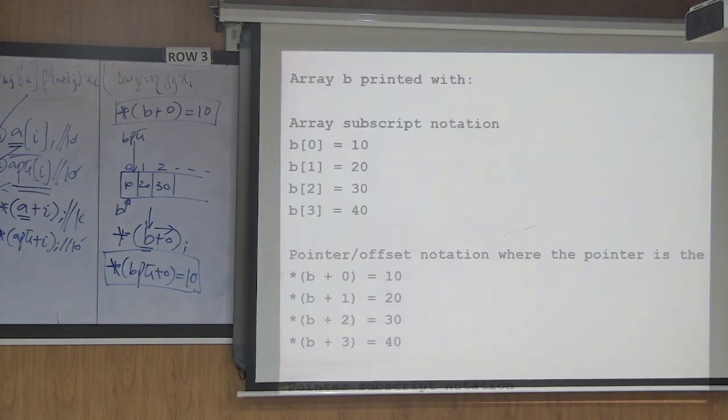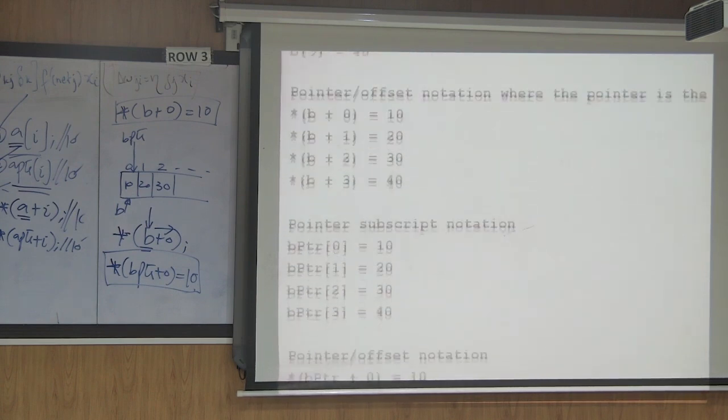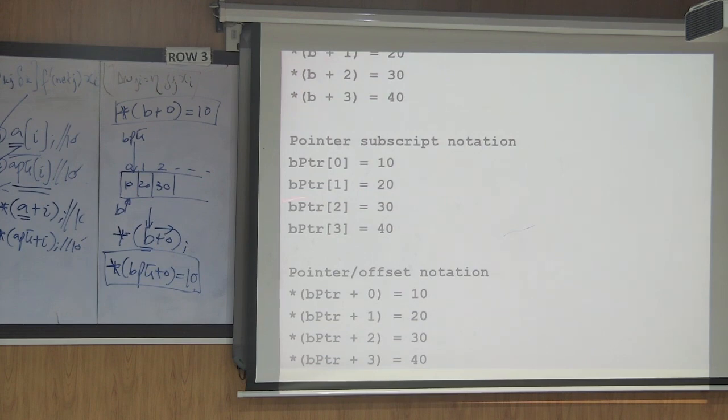We can summarize it in this form: these are the 4 notations by which we can display the content of the array. Array subscript, pointer offset where pointer is the array name, B plus 0. Then come the pointers: pointer subscript, same values. Pointer offset, where the pointer is itself. We have just replaced B with BPTR plus 0. So you should see these notations, implement them too, and see that you can display the contents of an array using a pointer as well.